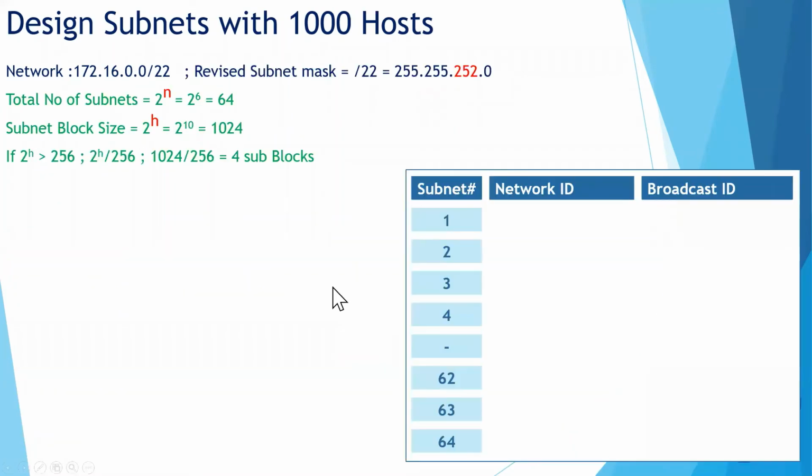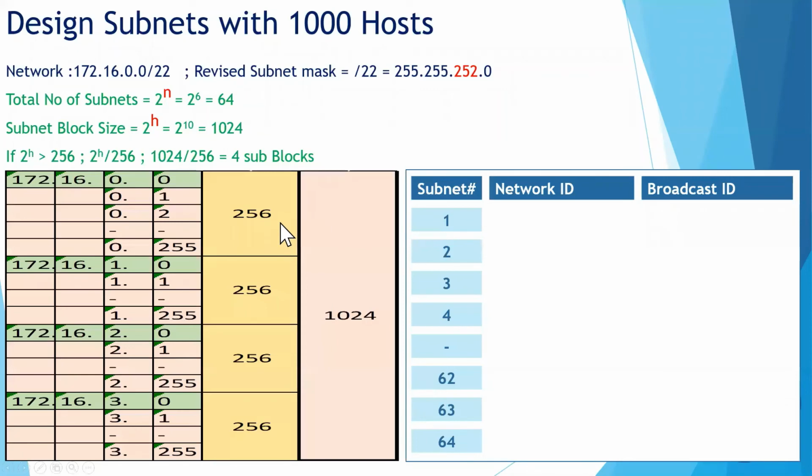Next, we are going to find out network ID and broadcast ID for every subnet. Here we can see the total number of subnets is 64. So I have written the subnet numbers over here. From the left side table, you can see the IP address will start from 172.16.0.0. Every subnet will have 1024 IP addresses, which will be divided into 4 sub-blocks. Every block will have 256 IP addresses.